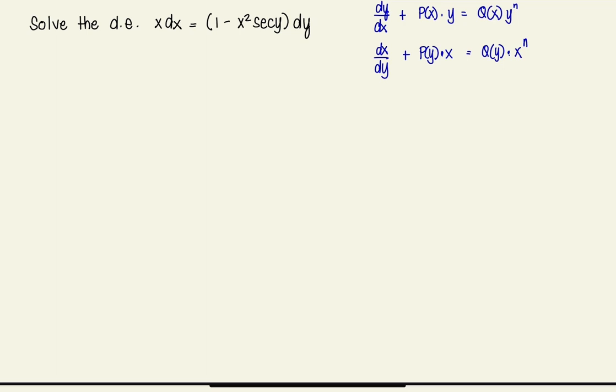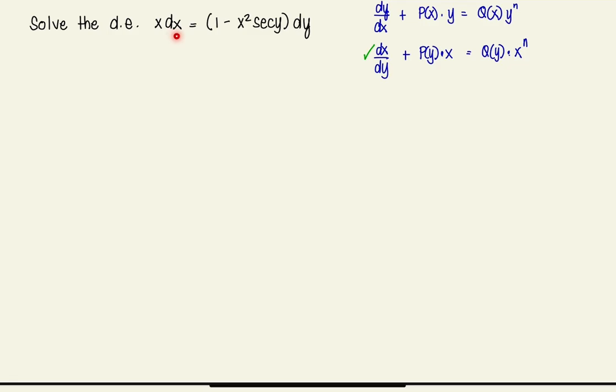To decide whether it should be the first standard form or the second standard form is to look at our given. So look at the expressions beside dx and dy. And here we can see that the expression beside dx is simpler compared to dy. Then we can say that it should be the second form. So dx should be on top.